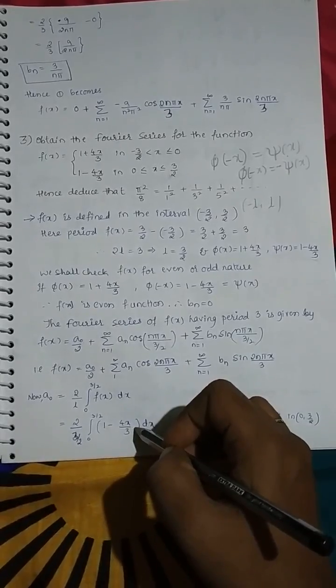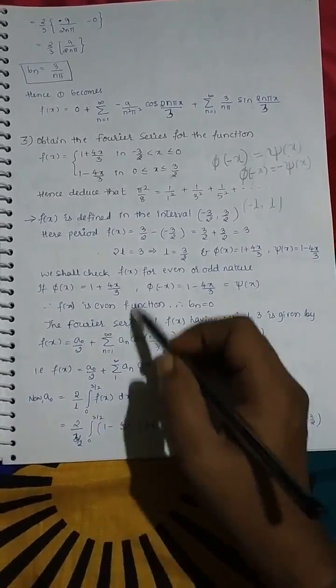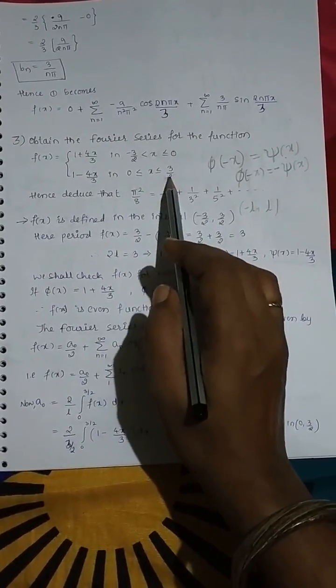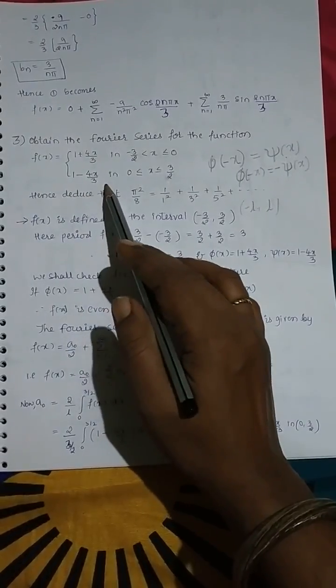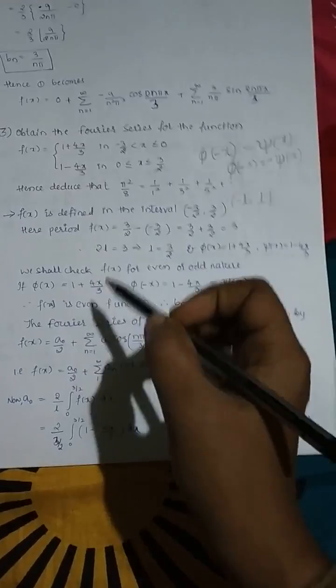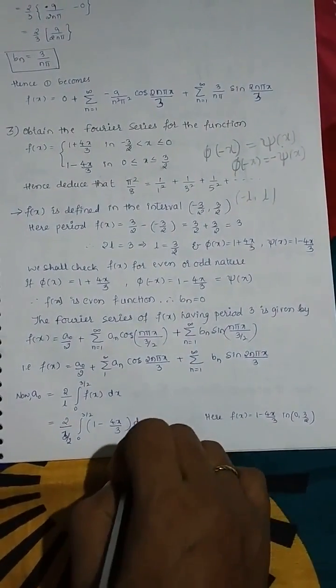Why have we taken this one? Because you can see the limits are 0 to 3 by 2. 0 to 3 by 2 means for this interval we have the function 1 minus 4x by 3. Therefore we have taken this as our function, 1 minus 4x by 3 into dx.